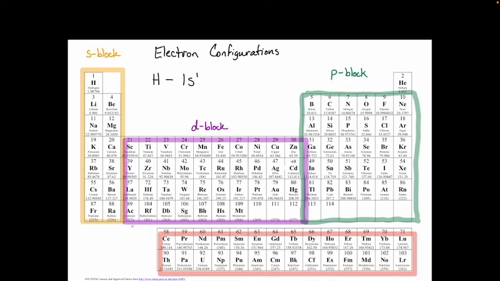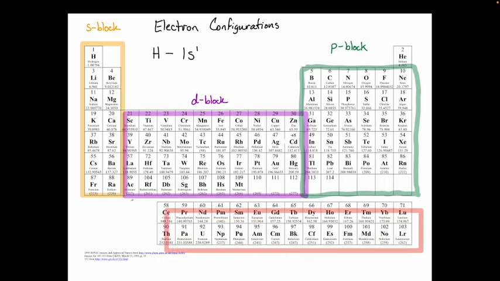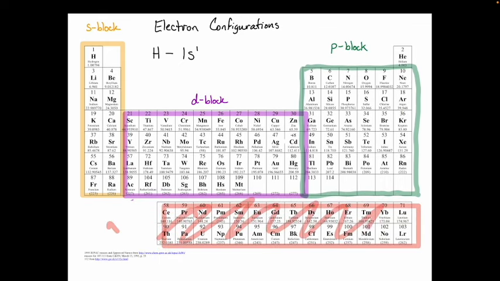This is also a shape of an orbital, but we're not going to talk about the F block electrons, or the F block elements, rather. They tend to be very poorly behaved. All right, they don't really follow the same logic that we're going to lay out here. So we're going to kind of conveniently ignore these elements down at the bottom here, the really heavy ones.